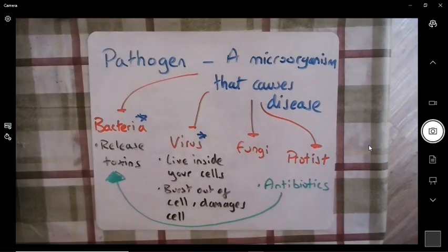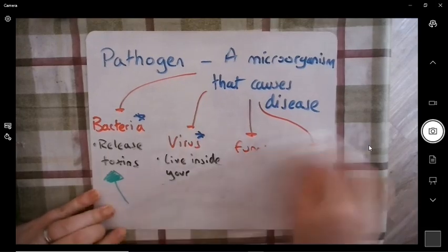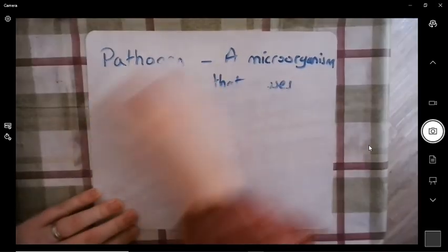Right, so next job then. We've got bacteria that can make you poorly by releasing toxins, and viruses that live inside your cells and burst out, damaging cells. It all sounds really, really nasty. But the good news is, your body has its own natural mechanisms to, number one, prevent pathogens entering the body, and number two, kill them quickly if they do.